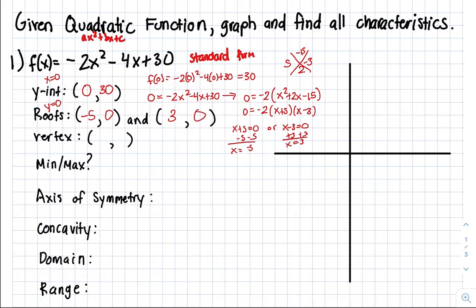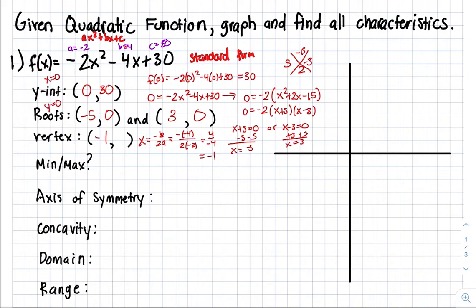Okay, vertex. To find your guys' vertex, x is equal to negative b over 2a. Well, your a value is negative 2, your b value is 4, and your c value is 30. So what we're going to have is negative 4 over 2 times negative 2, which is negative 4 over negative 4, which is negative 1. So we know the x-coordinate of the vertex is negative 1.